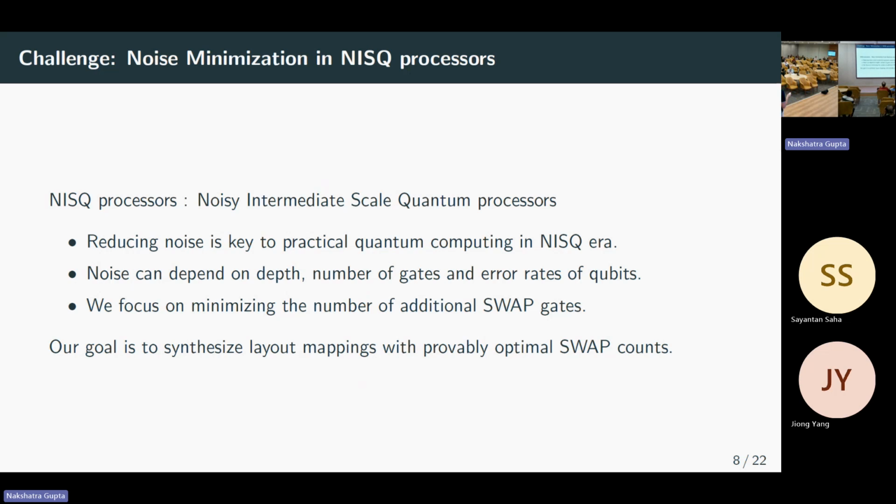So we are currently in the noisy intermediate scale quantum era, the NISQ era, and every gate adds noise. And reducing this noise is key to practical computing. So directly reducing noise is hard. So what we do is we try to reduce the depth of the circuit, the number of gates, or the error rates of the qubits. So in this paper, we focus on minimizing the additional swap gates. And in fact, we want to synthesize mappings with provably optimal swap counts.